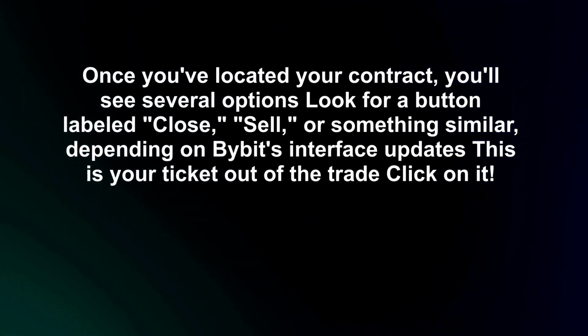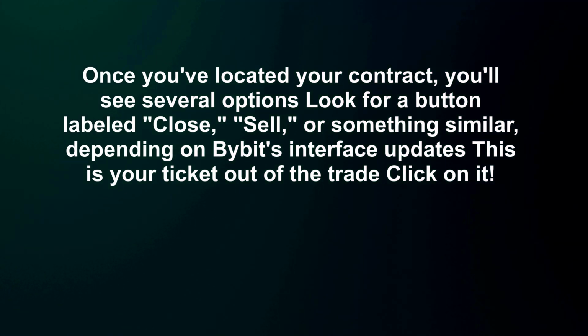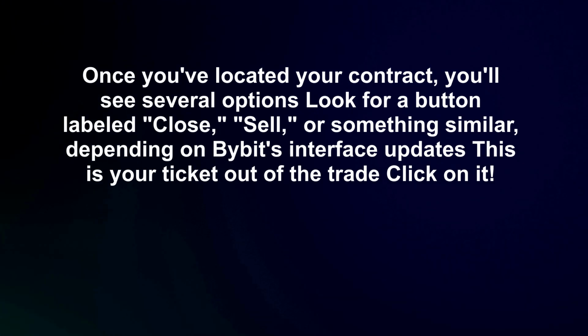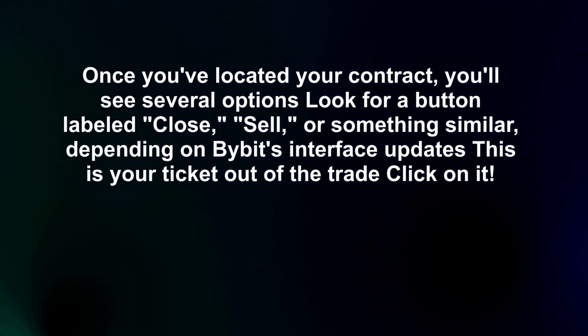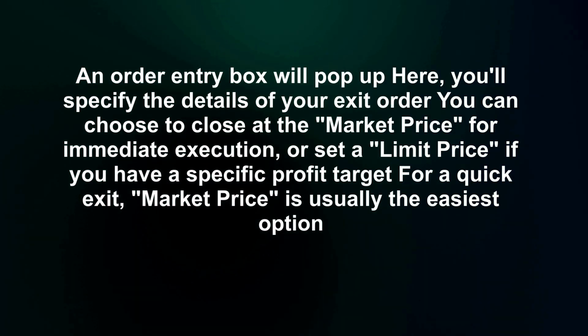Once you've located your contract, you'll see several options. Look for a button labeled Close, Sell, or something similar. Depending on Bybit's interface updates, this is your ticket out of the trade. Click on it. An order entry box will pop up here. You'll specify the details of your exit order.